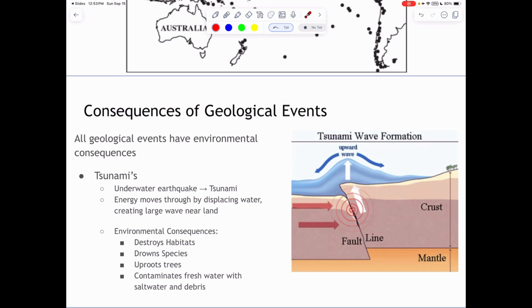Some major environmental consequences here. They're going to destroy habitat. They're going to drown species. They're going to uproot trees, contaminate fresh water with salt water and debris. So this has a large natural disruption on an ecosystem that may currently exist. And there could be a lot of consequences on that population or on multiple populations due to that. So we can't forget that.